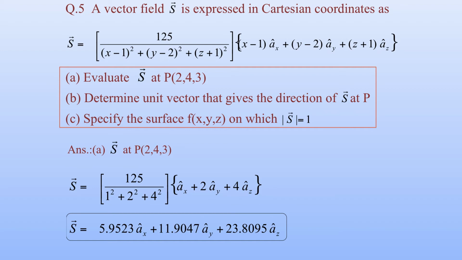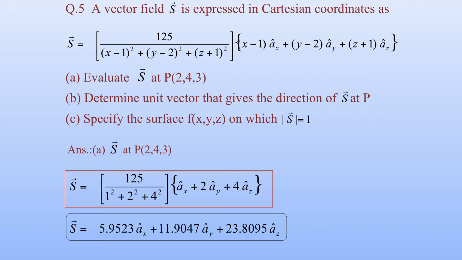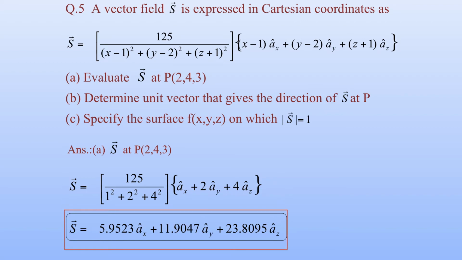So we solve the first part of this particular problem of evaluating vector S at point P by substituting the coordinates of point P, x equal to 2, y equal to 4 and z equal to 3, and hence we get vector S as equal to 5.9523 ax cap plus 11.9047 ay cap plus 23.8095 az cap.